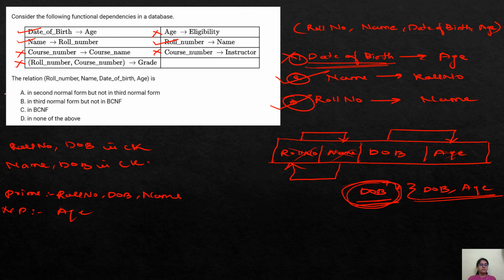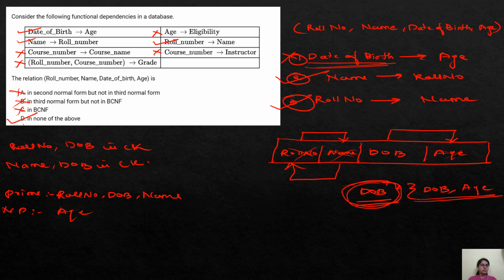So that's why the option that says in second normal form but not in third normal form is clearly wrong, because it is itself not in second normal form. So how can it be in third normal form? In third normal form but not in BCNF: it is not in 2NF itself, so it can't be in 3NF. In BCNF, this is clearly wrong because it is also not in BCNF.